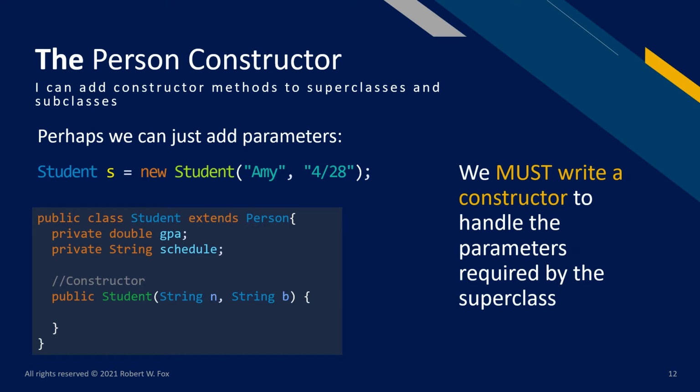In order to make this work then, we actually need to go ahead and create a constructor in the student class. Now, before, we didn't have any constructors at all. And when we just put a default constructor with no parameters in the superclass, we didn't really have to do anything with the student. But now that the superclass constructor is expecting parameters, we are now obligated to write a constructor in the subclass, in the student, so that we can go ahead and handle that name and that birthday.